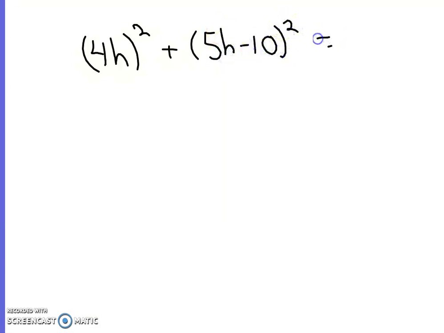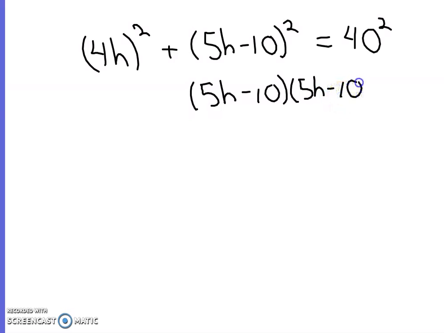So here's Smith's distance squared. Here's Jones's distance squared. And it's supposed to be equal to 40 squared. So let's take on some stuff and make this happen. Now, first, I'm going to write this as (5h minus 10) squared. So I've got the same thing here. I just wrote that down as squared. And the reason I did that is because now I'm going to FOIL this business right here.